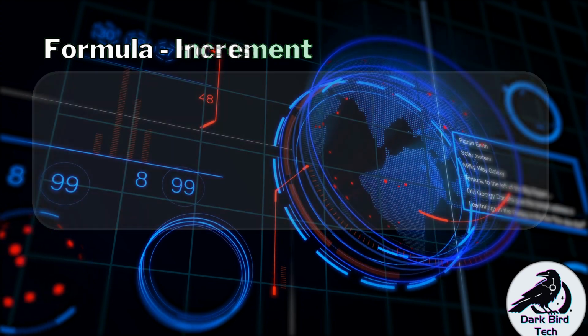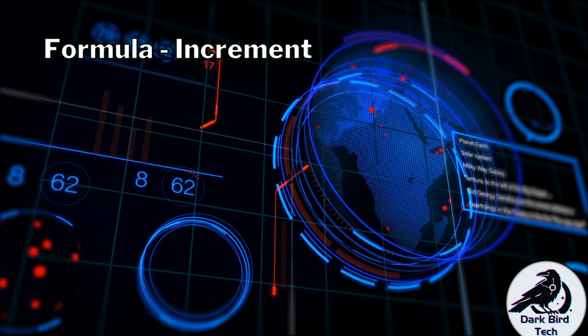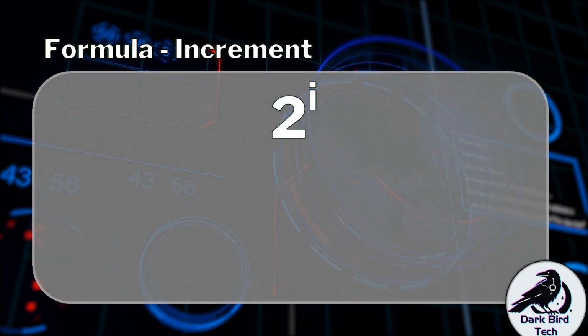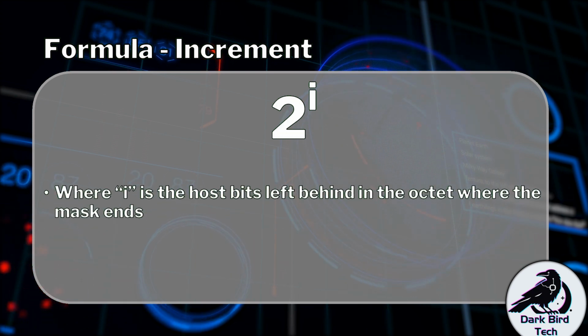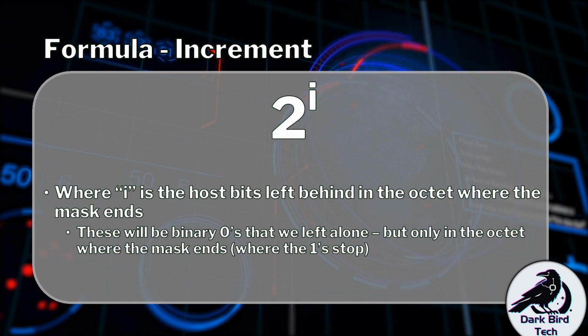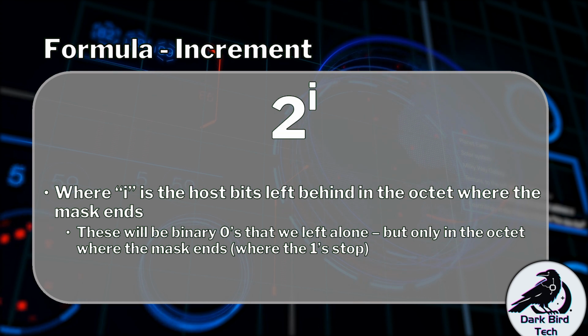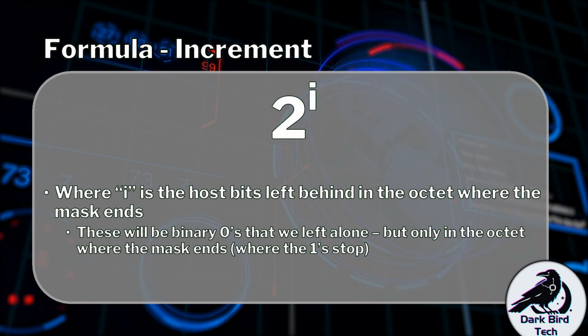And then we have the increment. This value will be useful later on, but it is 2 to the power of i. Now, this is where i is the host bits left behind in the octet where the mask ends. Now, that little piece there that I emphasized will probably matter a bit more when we're playing around with subnetting Class A and Class B networks. Class C is not going to be too special or different. But unlike the hosts, there is no minus 2. So we're looking at the binary zeros that we left alone, but only in the octet where the mask ends, or basically where the binary ones stop.